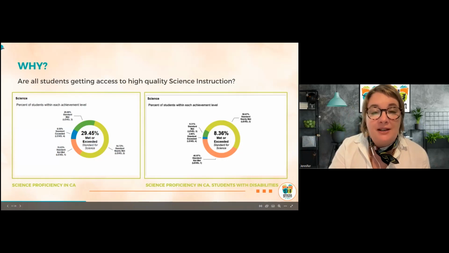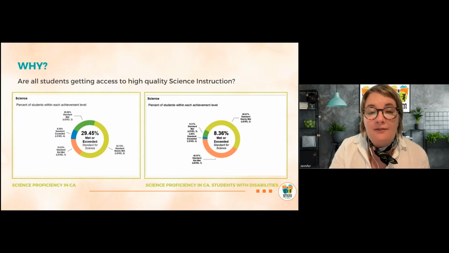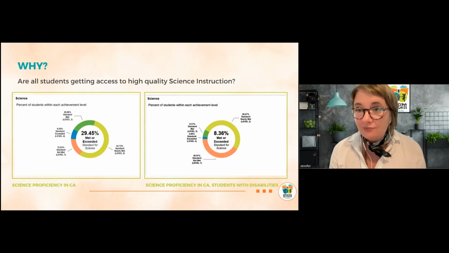And why does that matter? It's because we have a little bit of data to go on. Granted, this was from this past academic year, which was fraught with all kinds of other issues: the ongoing pandemic, learning loss, chronic absenteeism, high turnover in schools. And so we're seeing some pretty dire numbers. When we look at just science in California, the percent of students within each achievement level overall, we see that only 29% of students met or exceeded the standard for science.